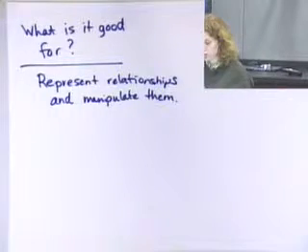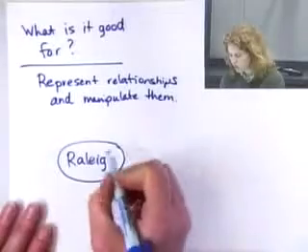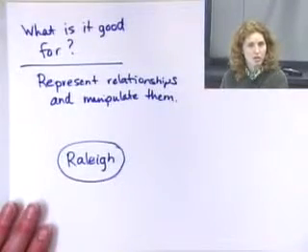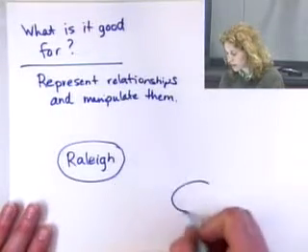Okay, so that's what it's good for. It's good for representing relationships and manipulating them, and also we can draw pictures of them. So talking about my airline thing, I could also draw all the places that I could go to.